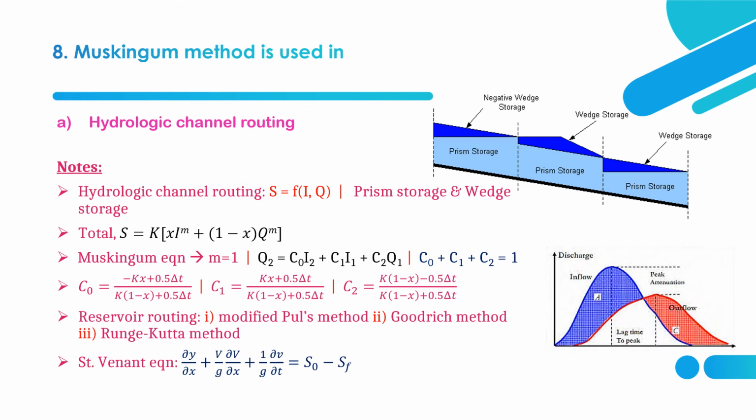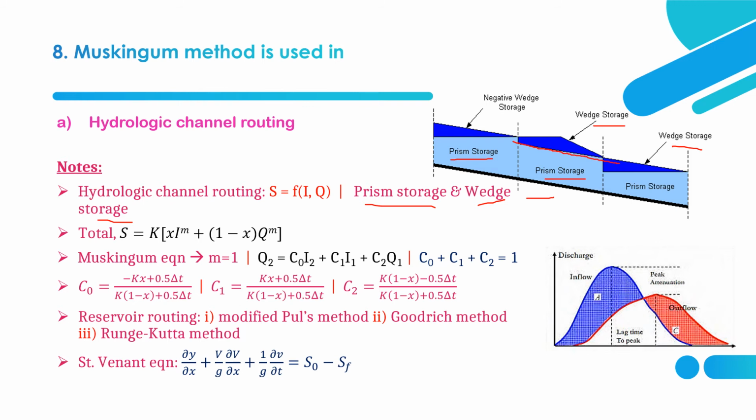Hydrologic channel routing has a storage which is a function of inflow and outflow. So S is a function of I and Q. And there are two types of storages. One is prism storage and another one is wedge storage. You can see in this diagram what is prism and wedge storage. Prism storage is nothing but the volume formed by an imaginary plane parallel to the channel bed, drawn upstream from the outflow section to the inflow section. That will be called prism storage.